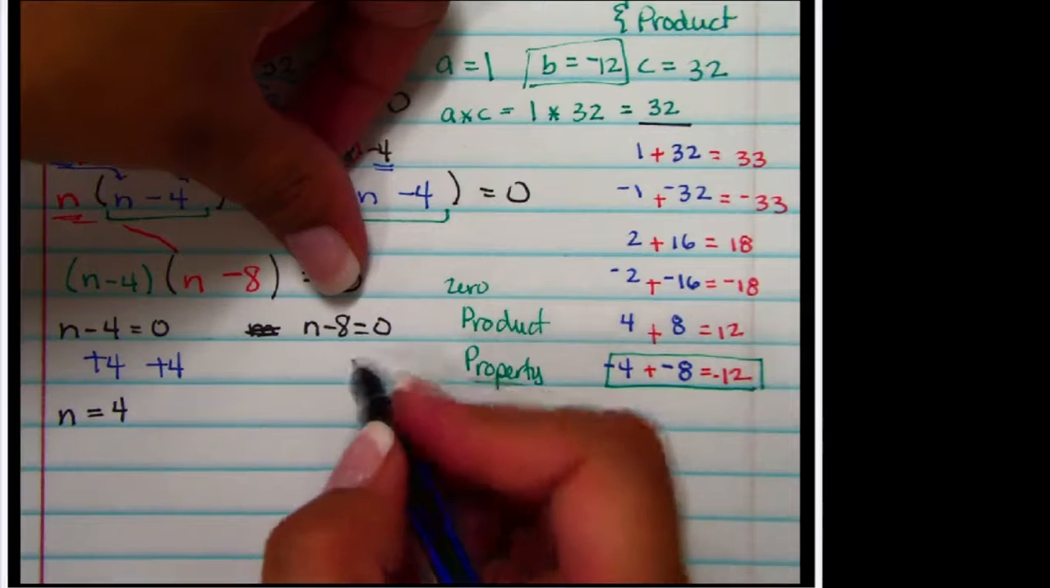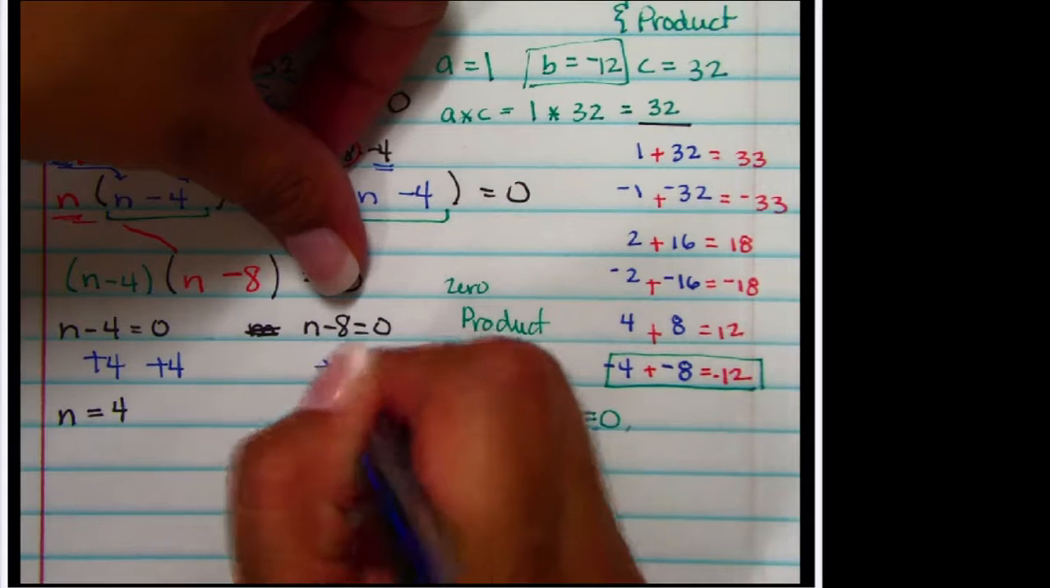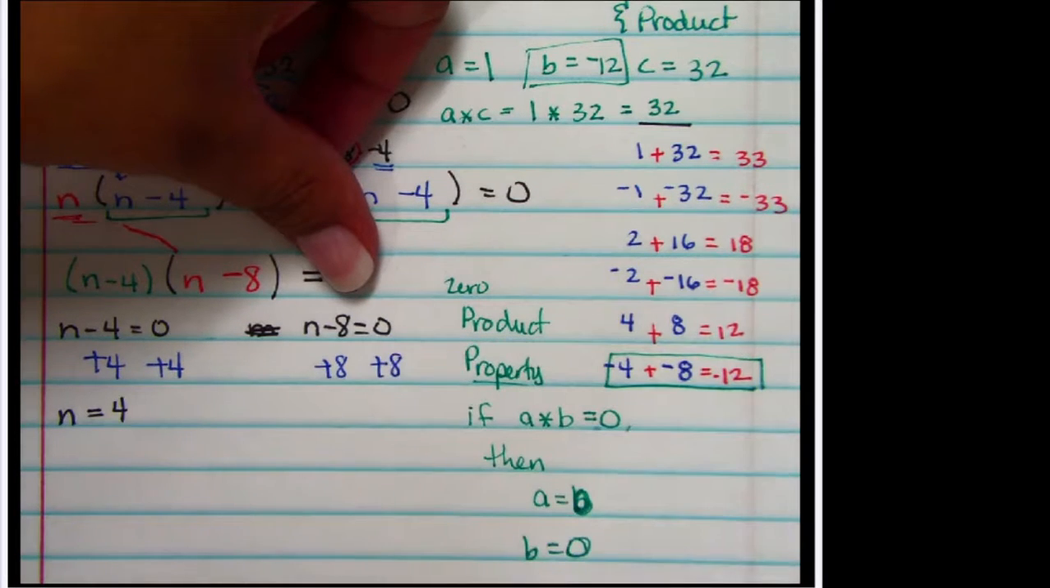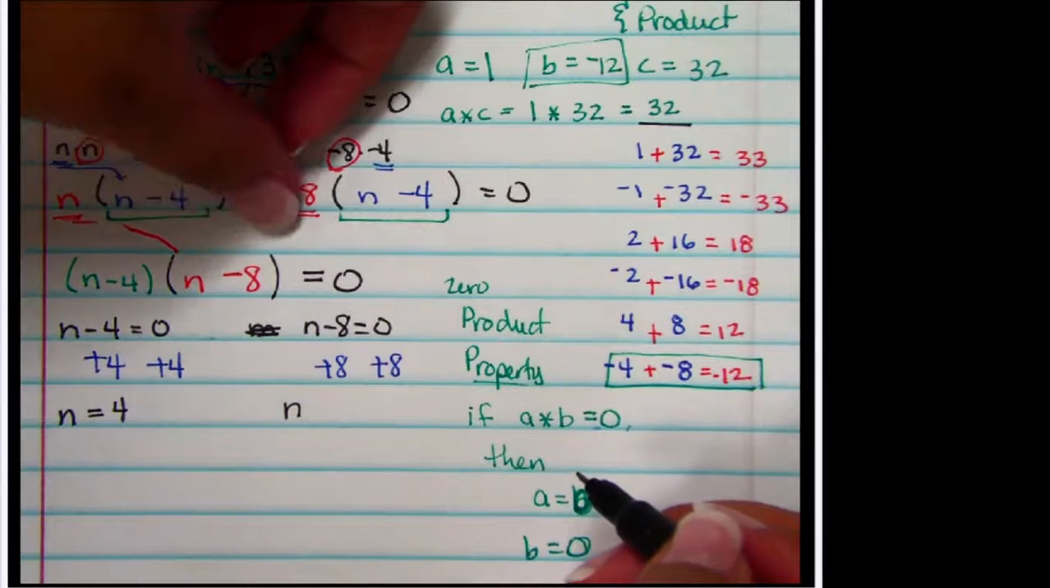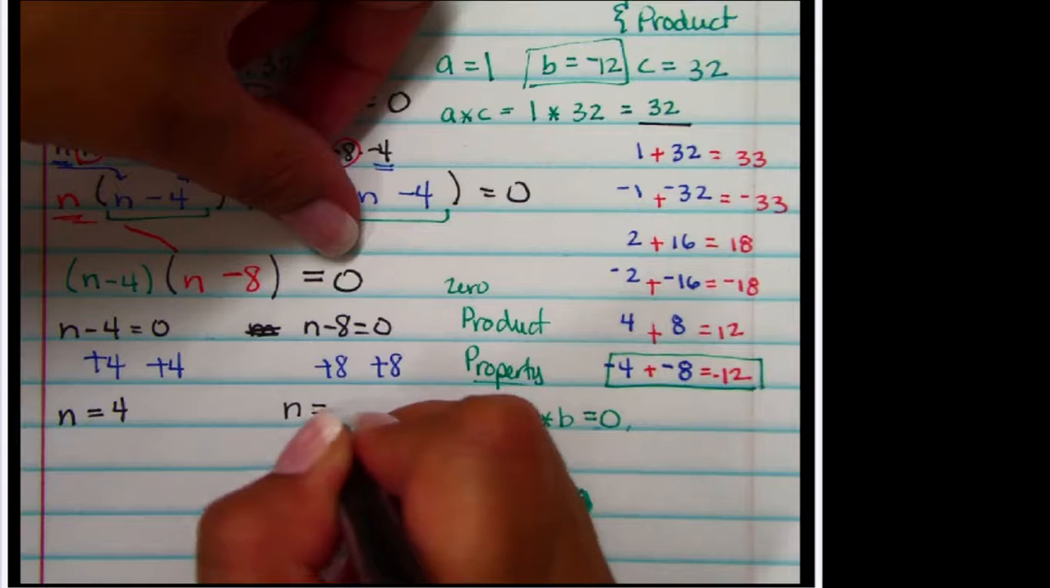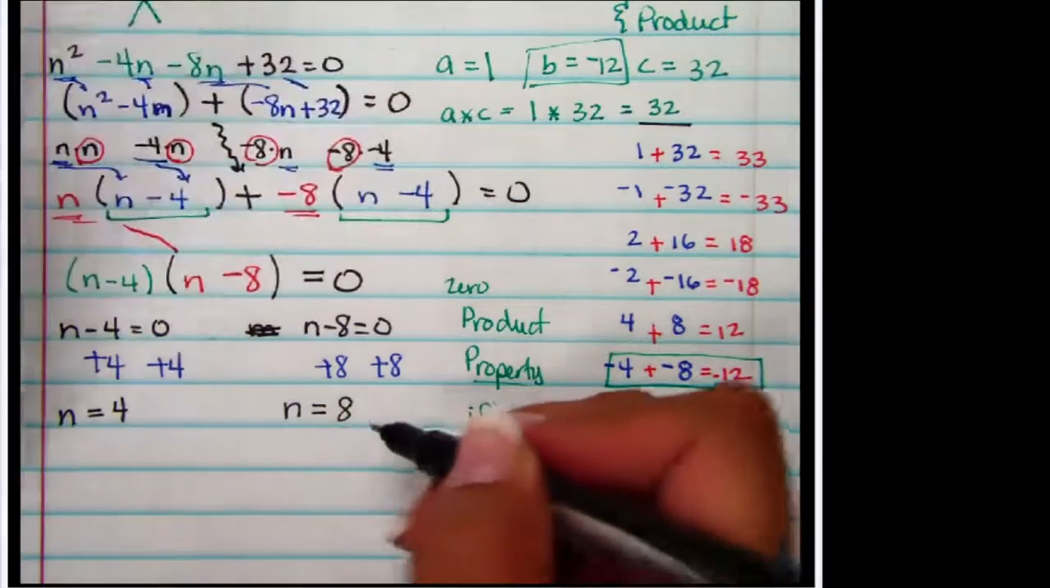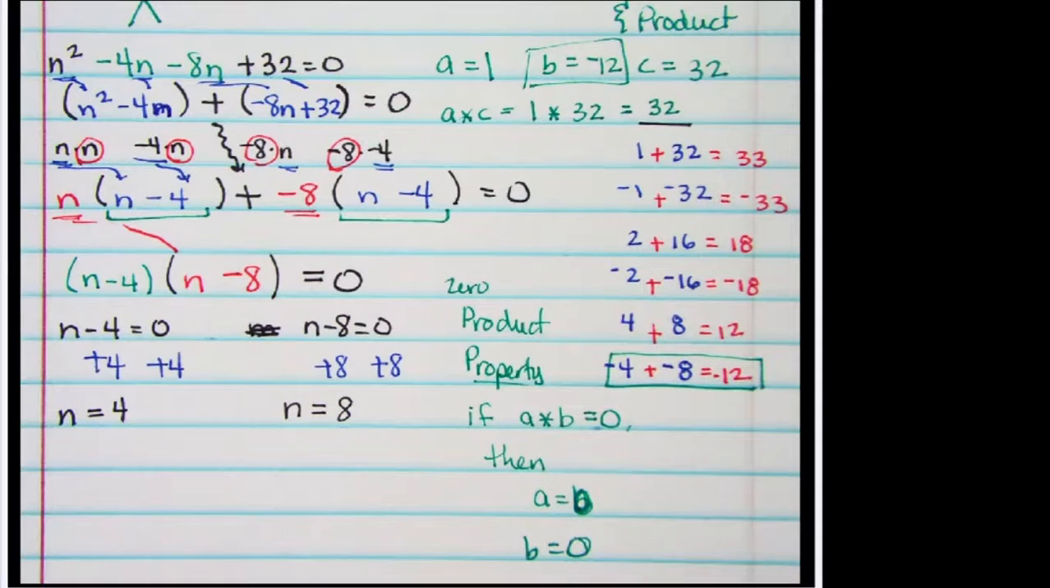Looking at this factor, if I add 8 to both sides to isolate n, it's going to tell me that this quadratic up here that I've been working with is 0 whenever n is 8. And that's how we solve an equation, one of these kinds, a quadratic equation, by factoring.